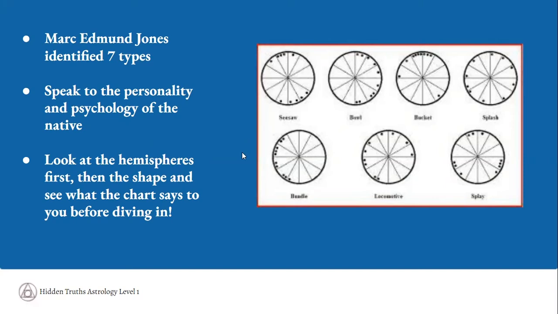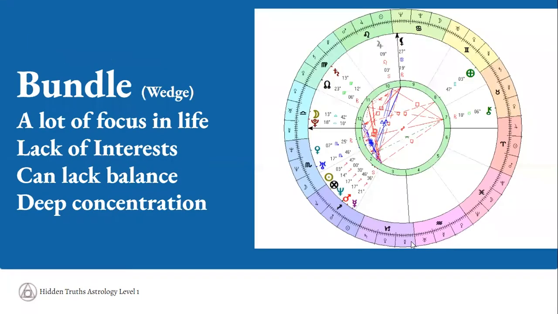And I'm going to show you some examples in a minute. And then you're going to identify the shape and see what this chart says. You do this as an intuitive guidance, as a visual representation of the person's psyche and their life before you even start delineating the chart with elements, with planets, with aspects. So let's start with the 7 types.